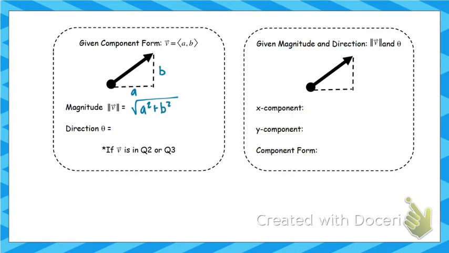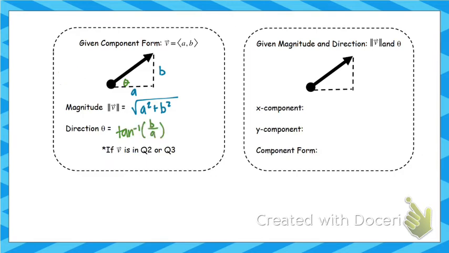Now let's think about how to find direction. All right, direction would be this angle. If I know a and b and I want to find that angle, I can use a trig ratio. I've got opposite and adjacent. So I could do the tangent of theta is equal to opposite over adjacent. Now to actually find theta, if we're looking for an angle, remember we use inverse. So then I would write this as tan inverse of b divided by a.